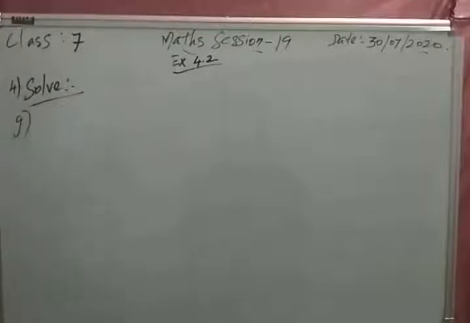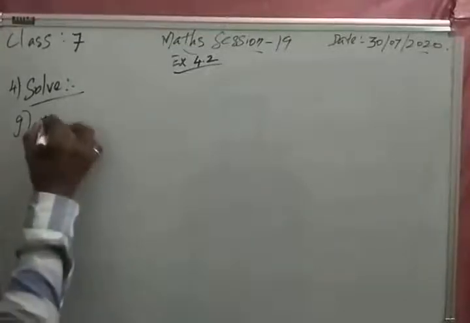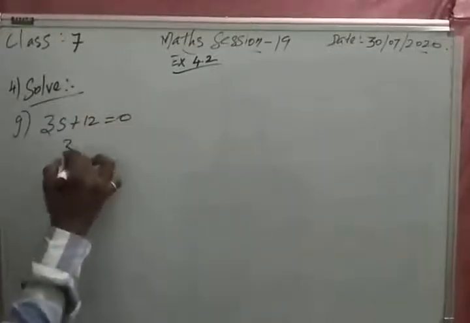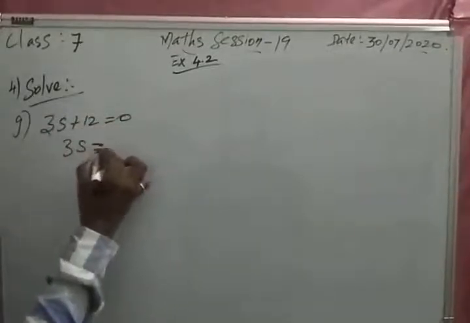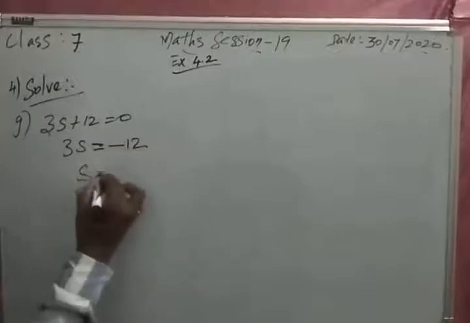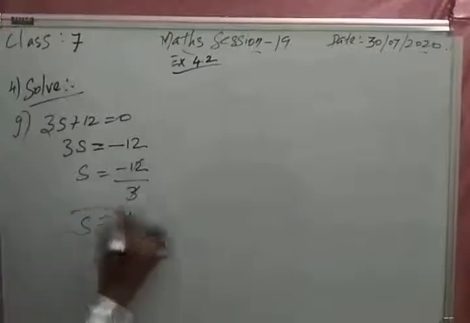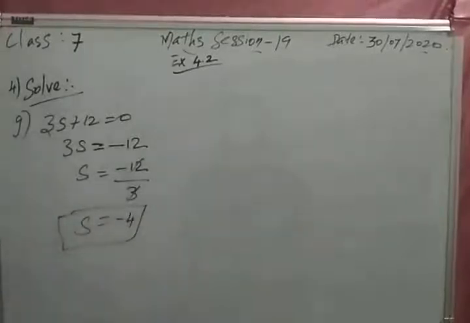G what is there? 3s plus 12 is equal to 0. What we can take? 3s is equal to 12 will come as a minus 12. Then s is equal to minus 12 divided by 3 is equal to minus 4. Understood? S is equal to minus 4.